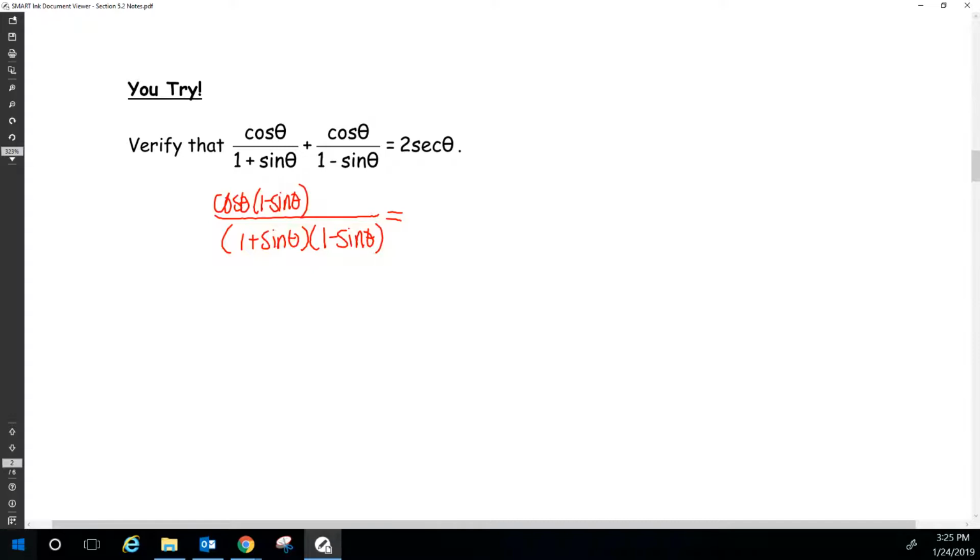And then we have to deal with our second fraction. So plus, to go from here to here, we have to multiply by the first denominator. So this is going to be cosine theta times 1 plus sine theta. All right, distributing out that numerator, I've got cosine times 1 is cosine theta. Cosine times negative sine theta, I'm going to call that negative sine theta cosine theta. Again, cosine times 1 is cosine theta. And then cosine times positive sine theta, so, sine theta cosine theta.